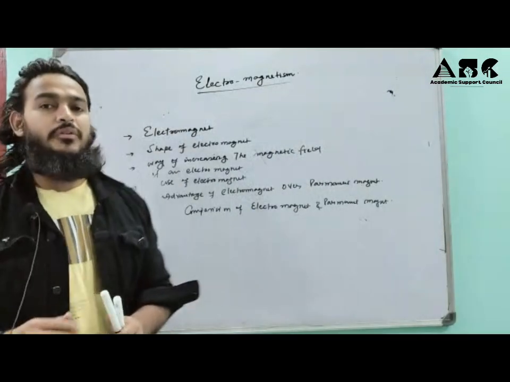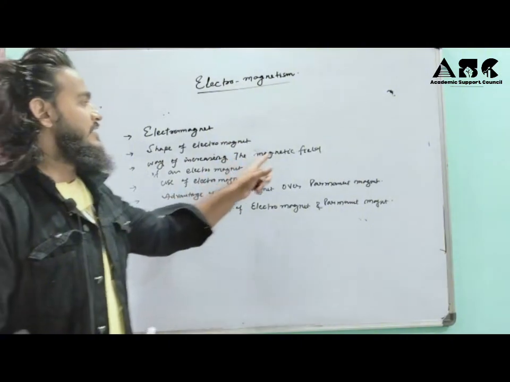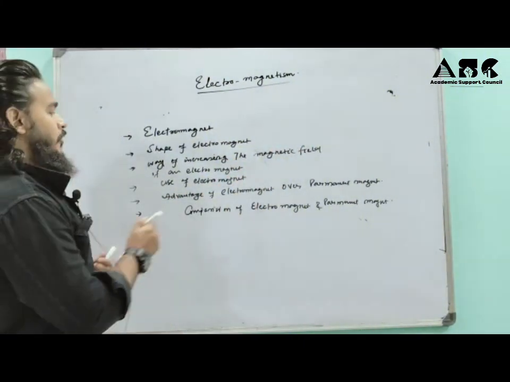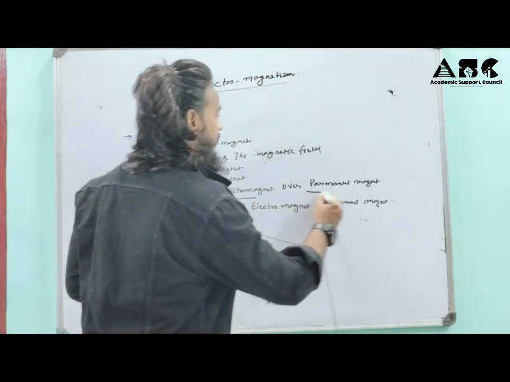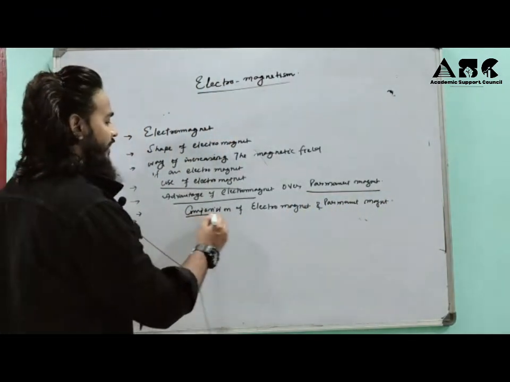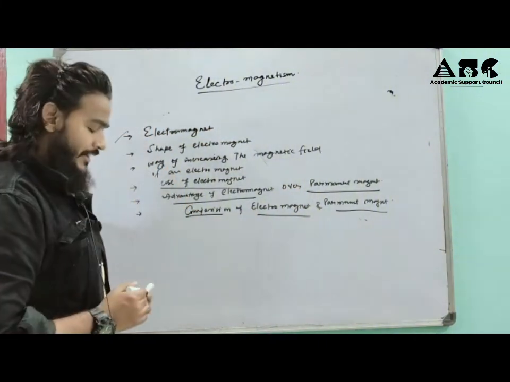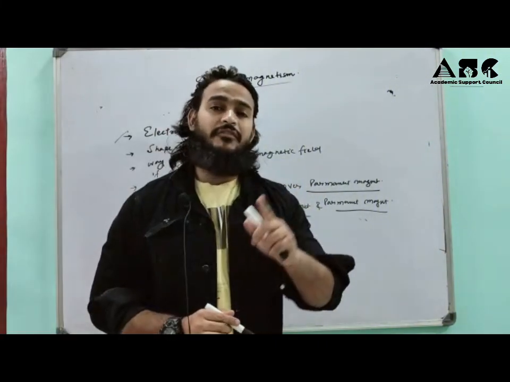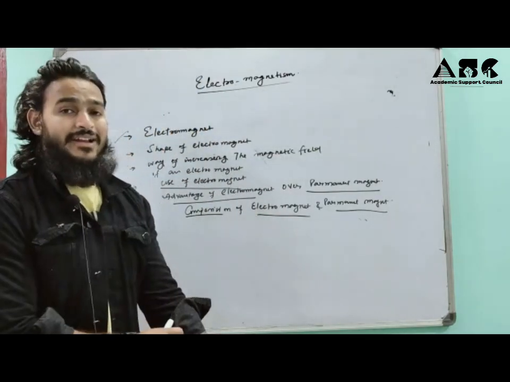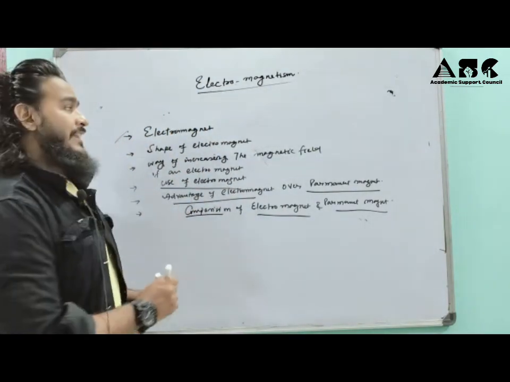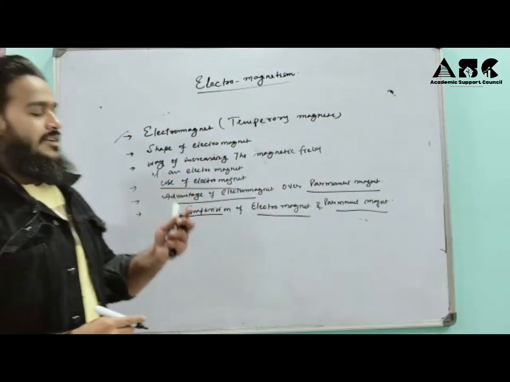So now we are going to cover the topics: electromagnet, shape of electromagnet, the way of increasing the magnetic field of an electromagnet, use of electromagnet, advantage of electromagnet over the permanent magnet, and comparison of electromagnet and permanent magnet. Let's see what is an electromagnet. Obviously, with the help of electric current, if we make a magnet, that is an electromagnet, and it is a temporary magnet.